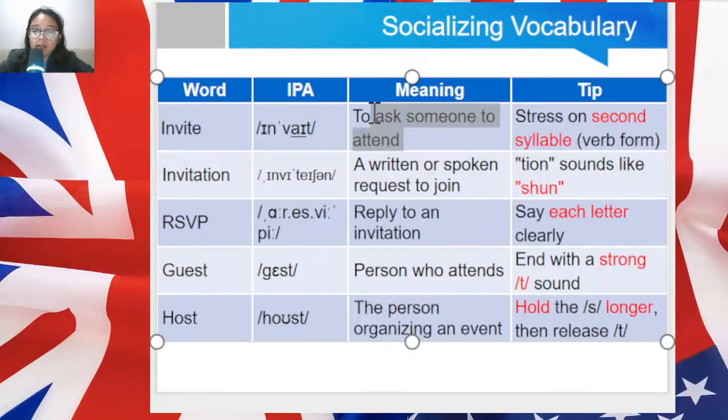That is to ask someone to attend. If you invite someone, you are asking them to attend this particular event or this particular meeting.